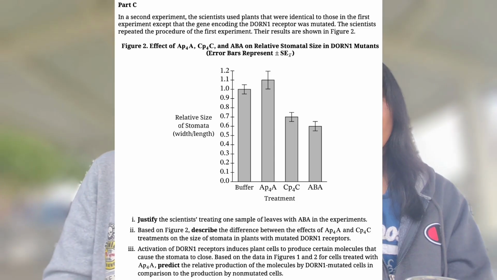Oh, so now for part C. Reading the question, it looks like we're introduced to a second experiment, where basically everything is repeated except the DORN1 receptors are mutated. These mutations are essentially accidental changes in DNA sequences, resulting in a change in how protein is usually produced. This change in the protein can dramatically shift the function for a specific cellular mechanism and how it works.